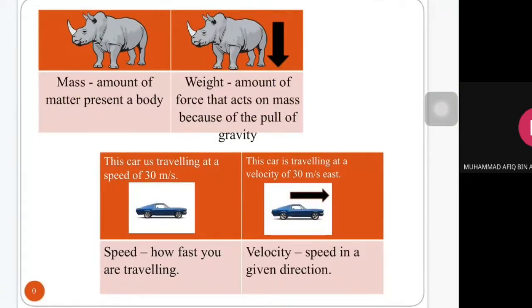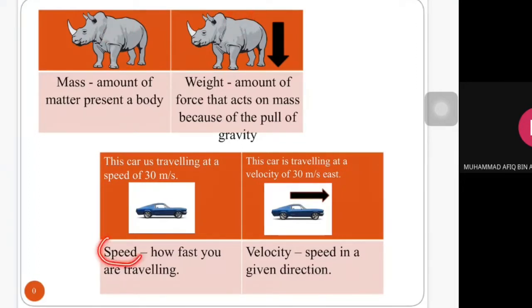What is the difference between mass and weight? Mass is a scalar, okay, only magnitude. This is the amount of matter present in a body. And what is weight? Weight is the amount of force that acts on mass because of the pull of gravity. So we have this direction towards the earth because of the gravity. So this is a vector and this is a scalar.